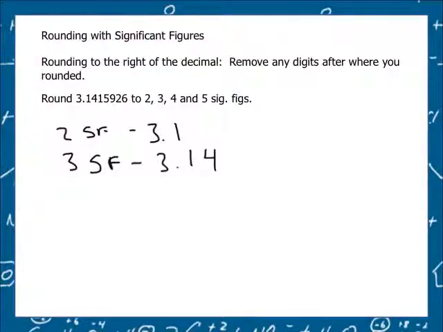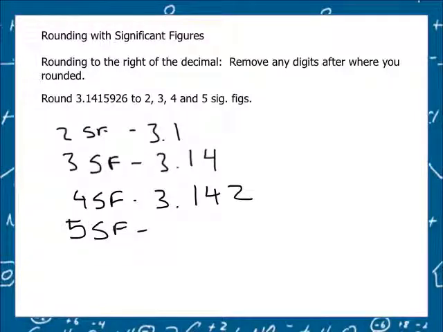4 significant figures. I want to go 1, 2, 3, 4, so that's to this 1. I check with the 5 and it tells me to round the 1 up, so 4 significant figures is going to be 3.142. And lastly, 5 significant figures. I'm going to look at the 3, 1, 4, 1, 5, and check with the 9 to tell me how to round the 5, and it rounds up, so that will become 3.1416. Let me throw one more example at you.